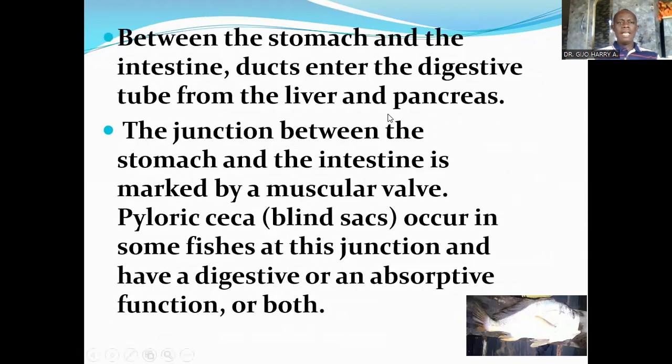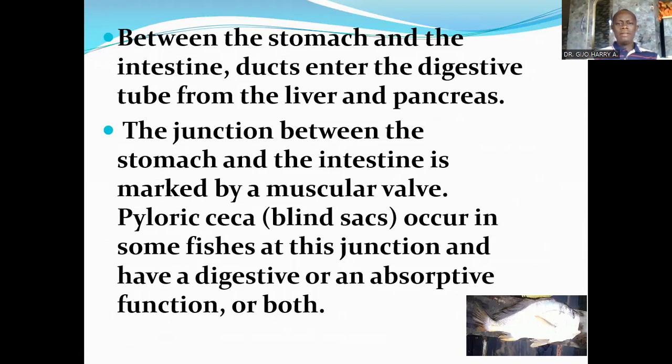Between the stomach and the intestine, ducts enter the digestive tube from the liver and the pancreas. After the food has been digested, it moves from the stomach towards the intestines, and ducts enter between the stomach and the intestines from the liver and the pancreas. The junction between the stomach and the intestine is marked by a muscular valve.